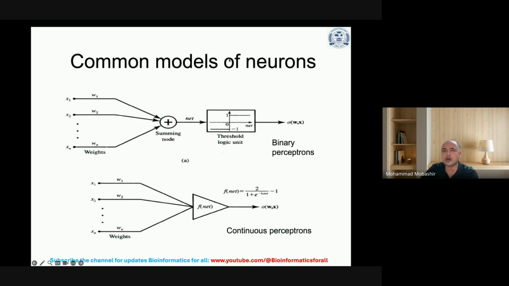Now, common models of neurons could look like this. So this is the binary perceptron. This is the continuous perceptron. The mathematical equation could differ slightly, but the overall goal would remain the same. For example, here you can see -1 to +1, while here you could see some kind of sigmoidal function because it is a continuous perceptron.